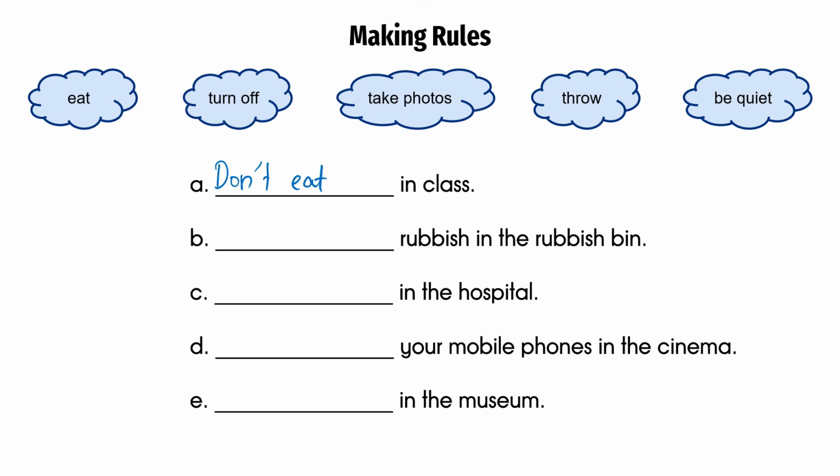For B, what should we use? Rubbish in the rubbish bin. Do you still remember the word that we use in our vocabulary? Yes, we use the word throw. Throw rubbish in the rubbish bin. So we do not use the word don't throw. Okay, we straight use the word throw.